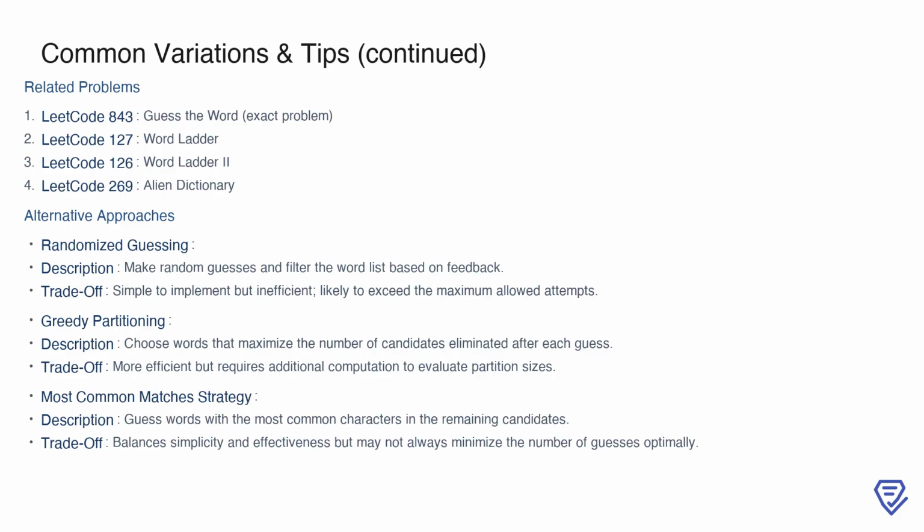Another option is the most common matches strategy, where you select words with the most common characters among the remaining candidates. This balances simplicity and effectiveness, though it may not always minimize the number of guesses optimally. Understanding these trade-offs will help you tailor your approach to the specific constraints of the problem.